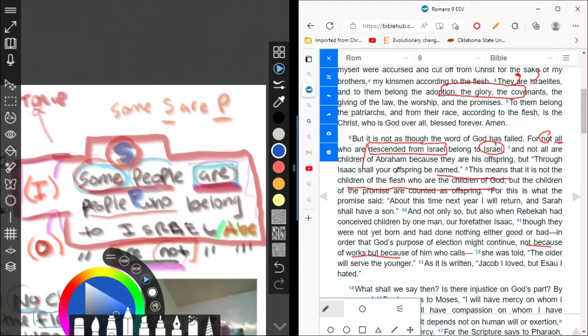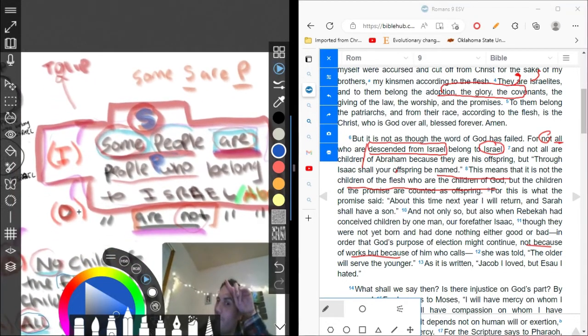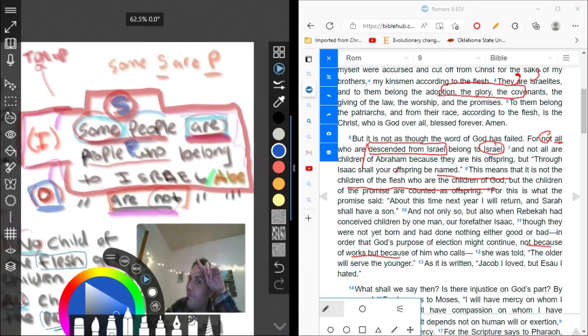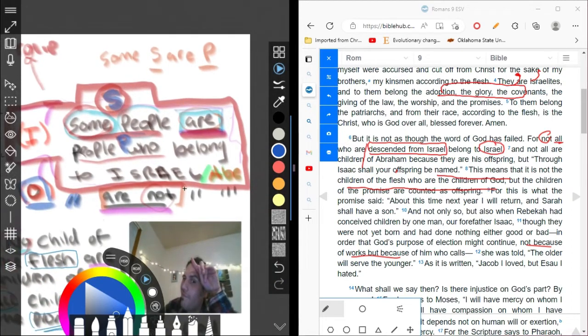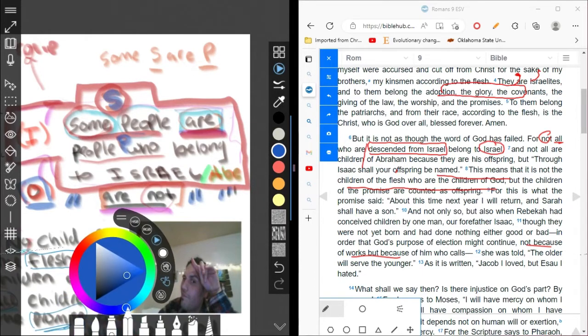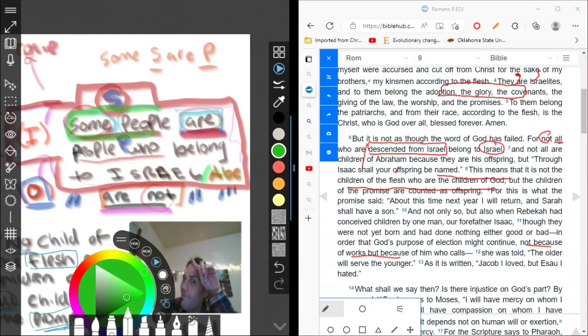The next one is to go to O. This is your particular negative. So at the same time, I could say some descendants or some people are people who are not people who belong to Israel. I just put this "are not" here. Here's your quotes. I should have rewritten it. Let's try it this way: some people are not people who belong to Israel. Or some descendants are not.